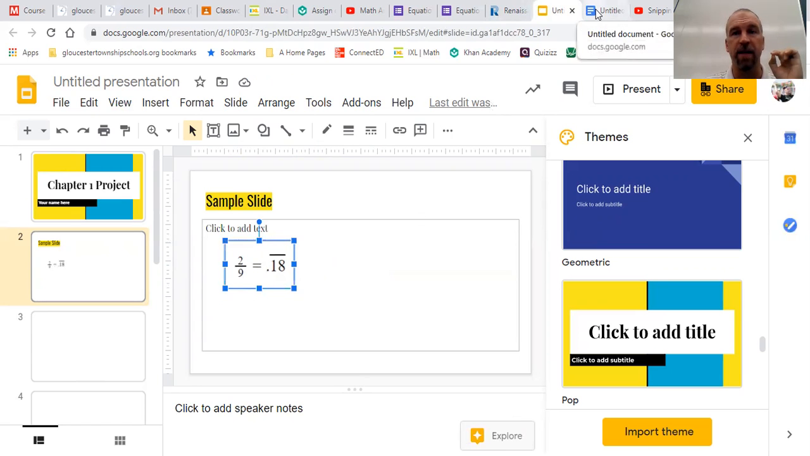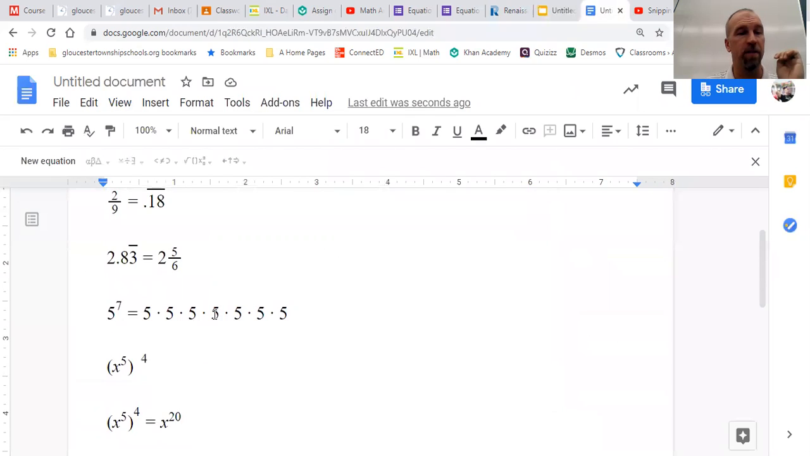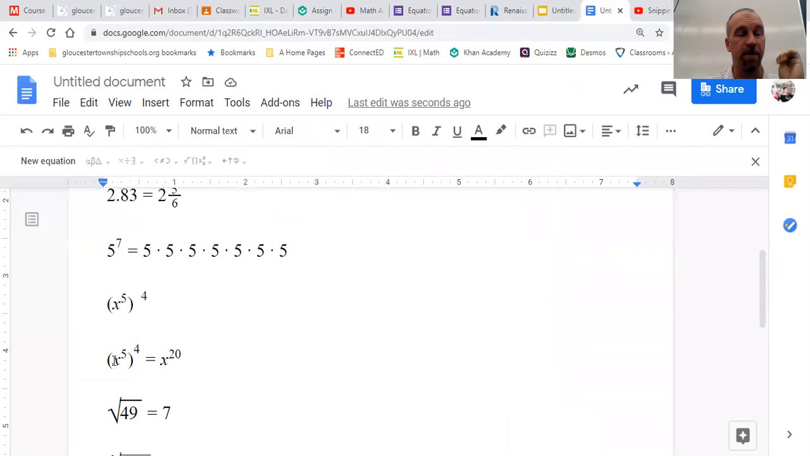Go back to my doc again. And let's say I want to snip this x to the 5th to the 4th power. So I will use my snipping tool. For you, it's Control, Shift, and that little key above the 6. And everything gets dark like this, and you have your little target. So you trace what you want to snip. And then it's saved to your clipboard. You have to click Save to Clipboard down here in the right-hand corner.